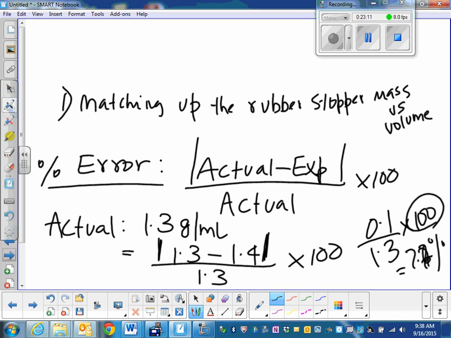Or 8%. Make sense? Does that make sense? Do you understand? You will be asked to calculate percent error on your lab test, and you should know how to do it. And you can have the formula written down in your notebook. Okay?